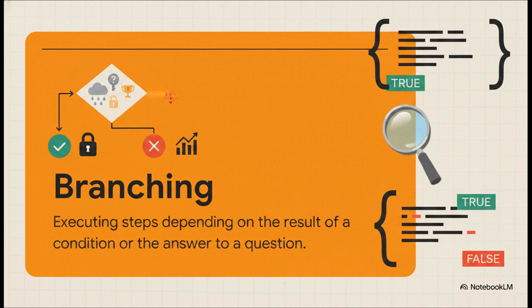Okay, so what does that actually mean in programming terms? It's pretty straightforward. Branching just means executing a certain set of instructions depending on the answer to a question. Like, is it raining? True or false? Is the password correct? Yes or no? Is the score high enough? Whatever the answer to that question is, that's what determines the path the code is going to take.